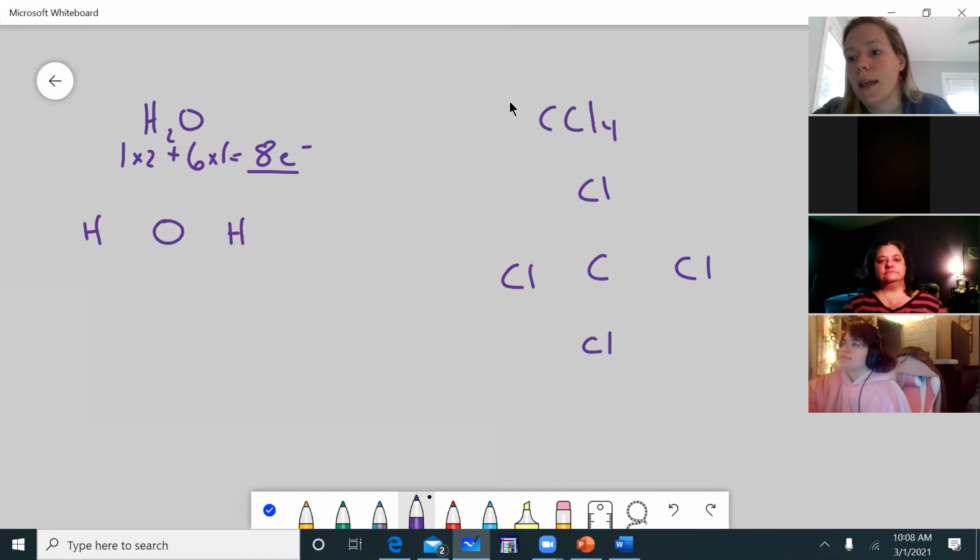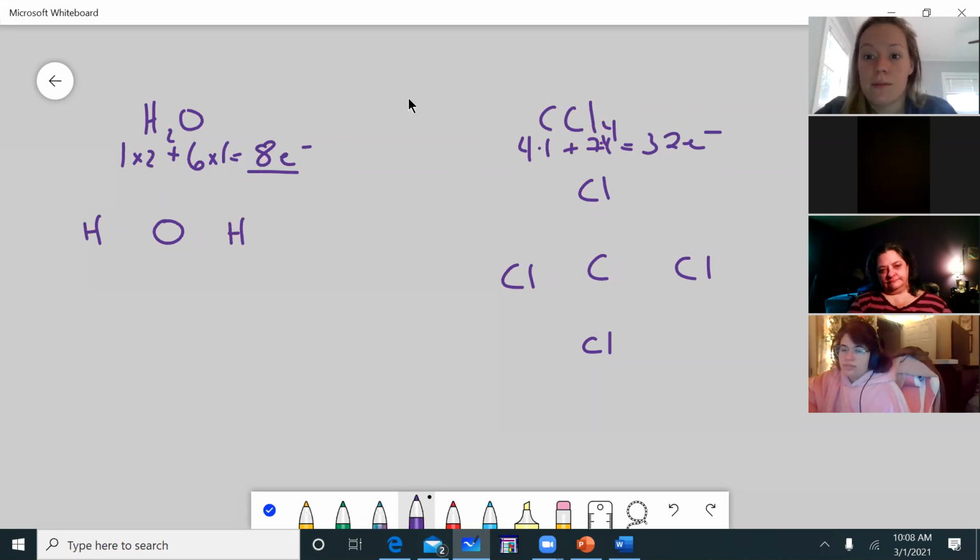So let's add up these valence electrons. Carbon is in column 4, so it brings 4 valence electrons, and there's only 1 of them, so times 1. Plus chlorine. Chlorine is in column 7, so it brings 7 valence electrons, and there are 4 of them, so I need to multiply that by 4. So that's 28, plus the 4 is 32, a total of 32 electrons. So quite a few electrons that need to be on the board. You don't get to change those numbers. Once you've calculated you need 8 electrons, there better be a total of 8, or 32 for this one.